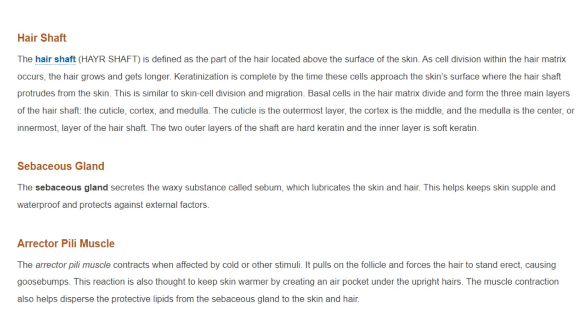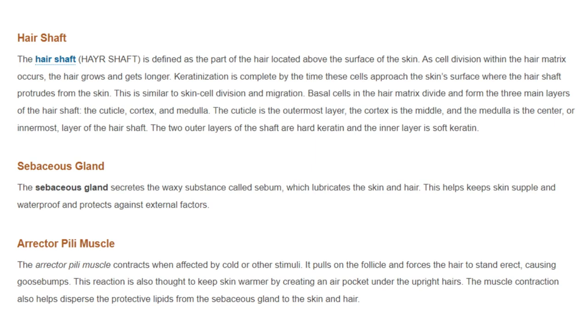Hair shaft. The hair shaft is defined as the part of the hair located above the surface of the skin. As cell division within the hair matrix occurs, the hair grows and gets longer. Keratinization is complete by the time these cells approach the skin's surface where the hair shaft protrudes from the skin. This is similar to skin cell division and migration.